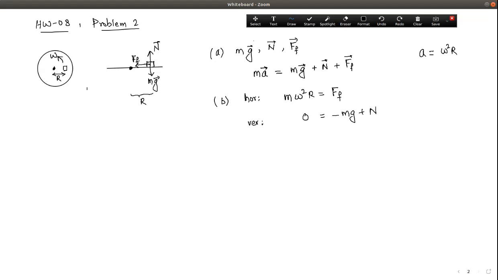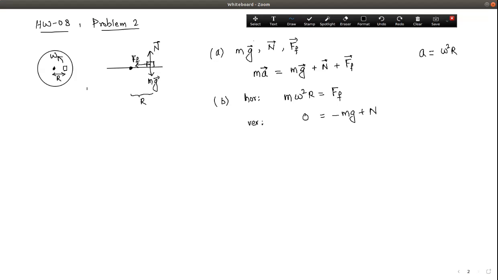I've used some shortcut here. In the horizontal direction there is no component for the mg, there is no component for the normal force, it's only the force of friction that survives. And it's the opposite for the vertical direction, there is mg and normal force as components, but force of friction has no component in there.